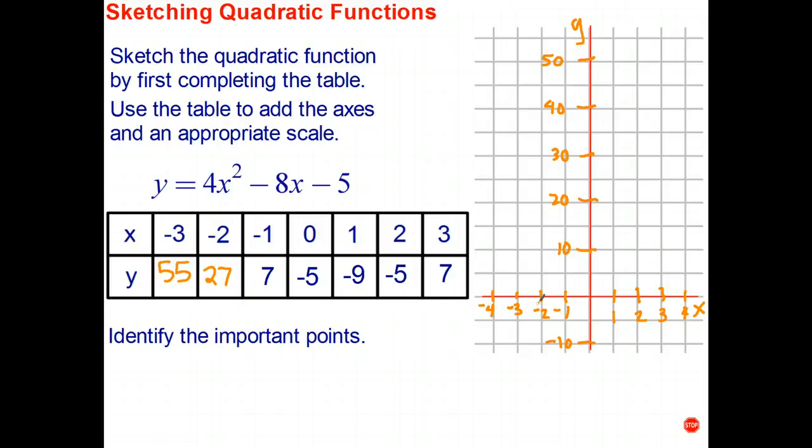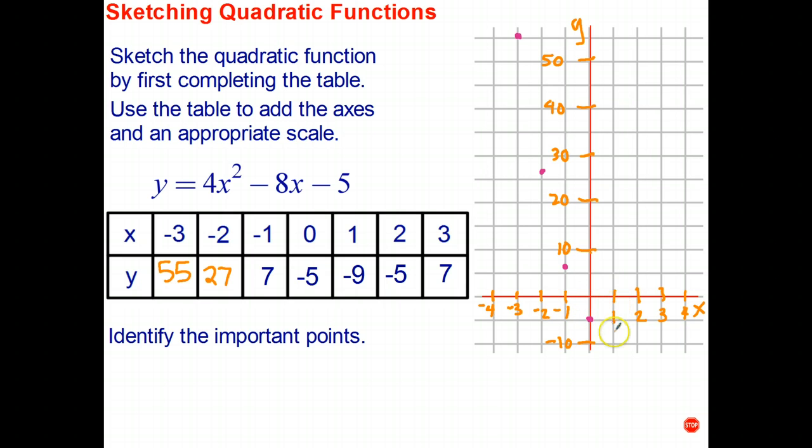Okay, let's go ahead and plot the points. I better choose a new color for this. I might go with a pinky sort of color. When x is negative 3, y is 55, which is there. When x is negative 2, y is 27, so estimating round about there. When x is negative 1, y is 7, about there. When x is 0, it goes down to negative 5.